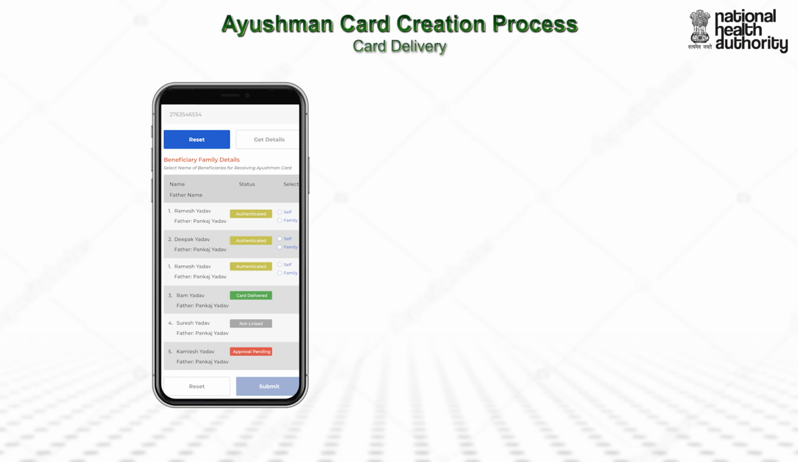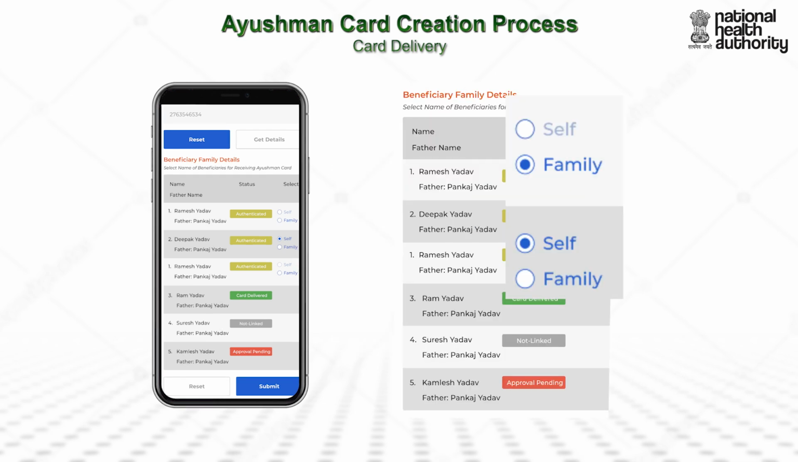Against every beneficiary whose card status is authenticated and ready for print and delivery, two radio buttons, Self and Family, are visible. Please select the Self radio button against the name of the beneficiary who has come to collect the Ayushman cards of other members as well. Please select the Family radio button against the name of the members of the family whose cards need to be delivered as per their choice.